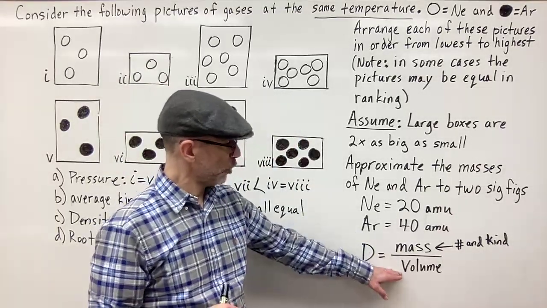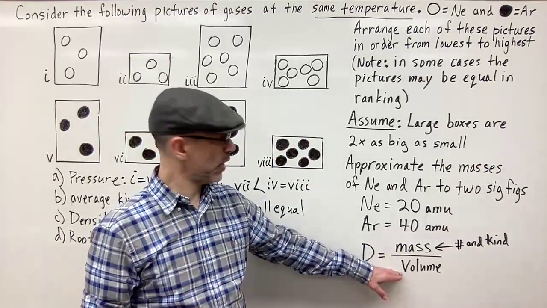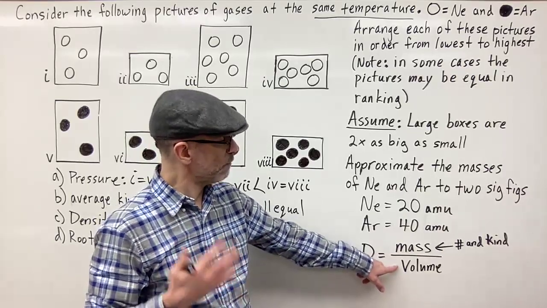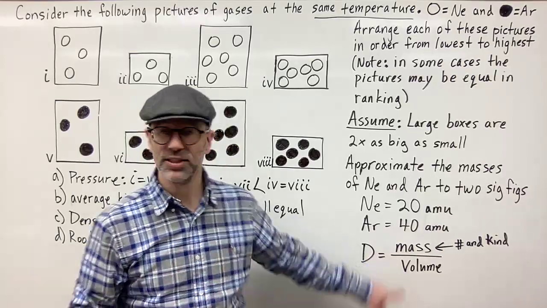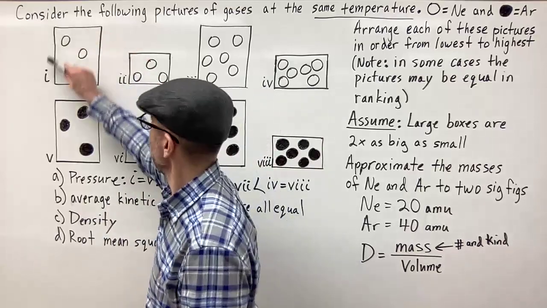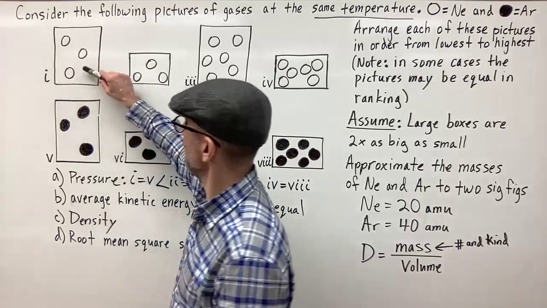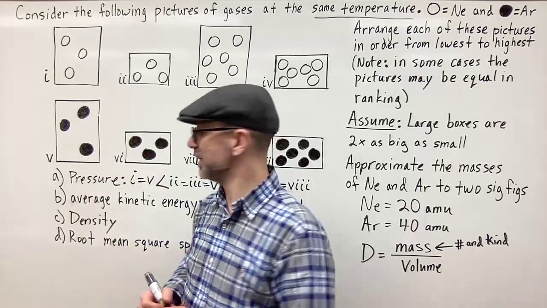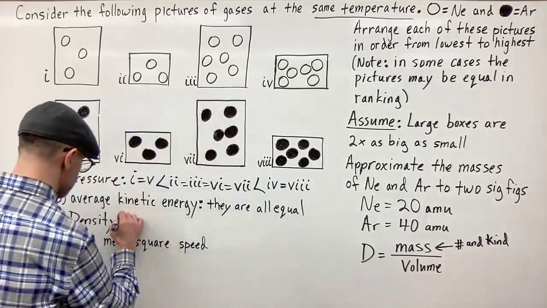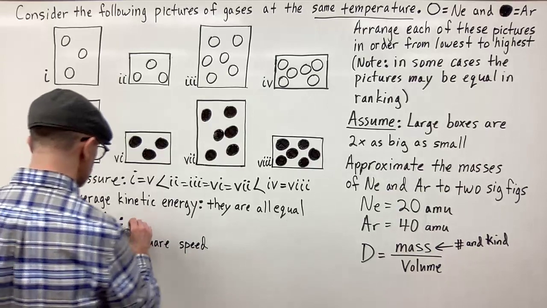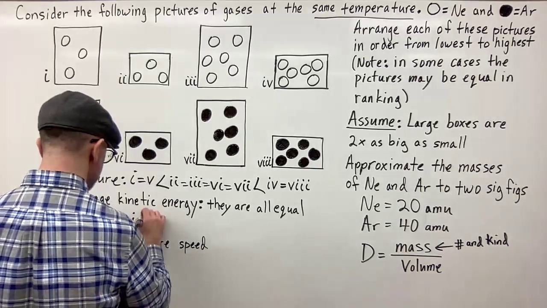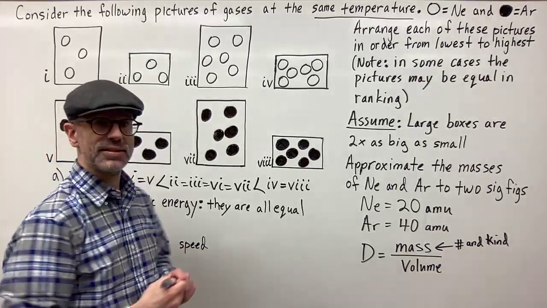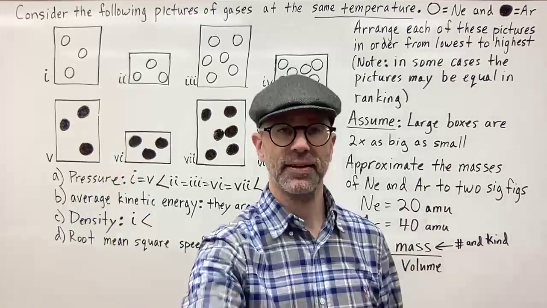What about the volume? Which one has a greater volume? The one with the greater volume is going to have less density. And so this one has the greater volume and it has less mass. So this one, number 1, is the least dense.